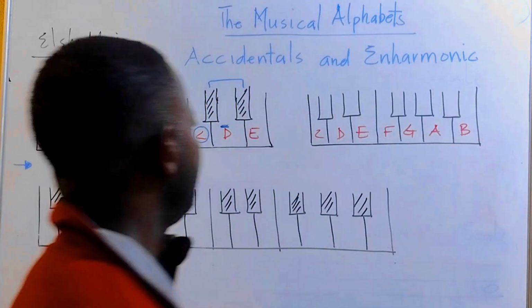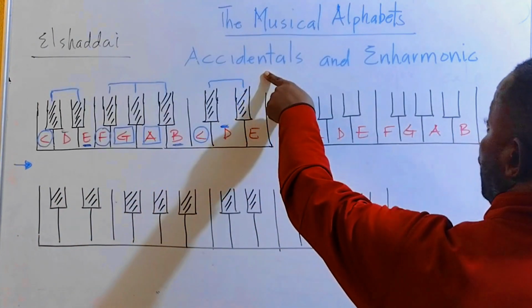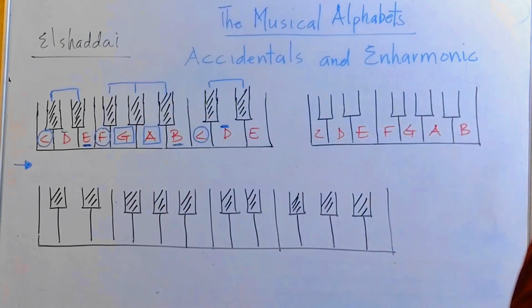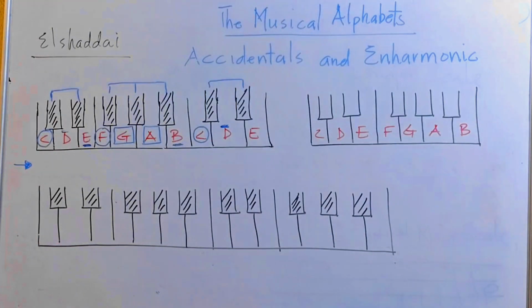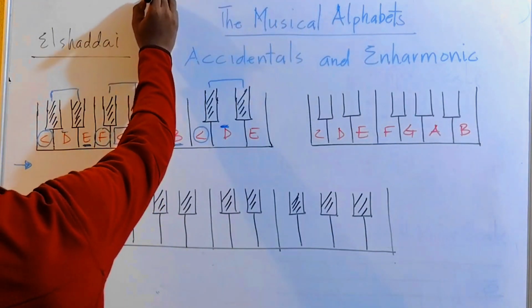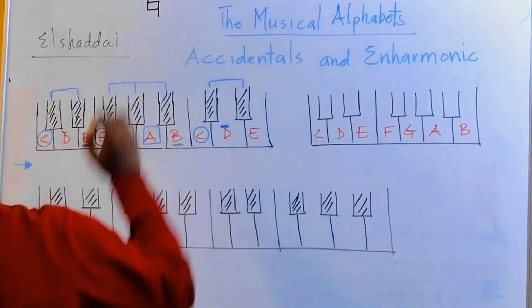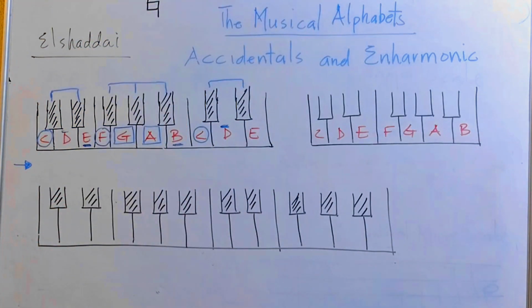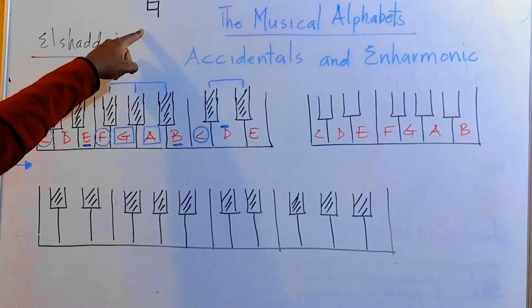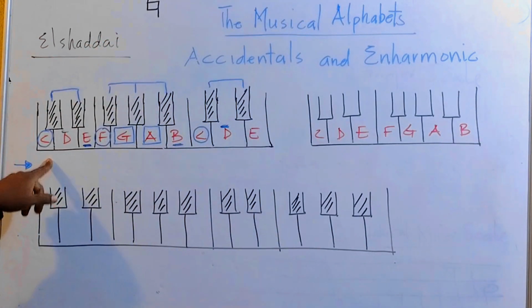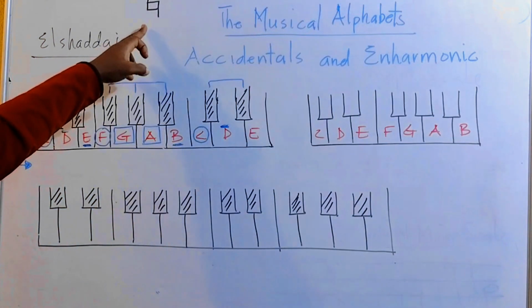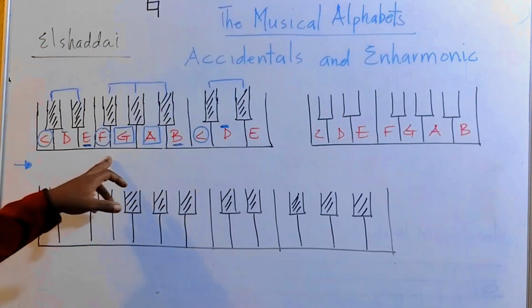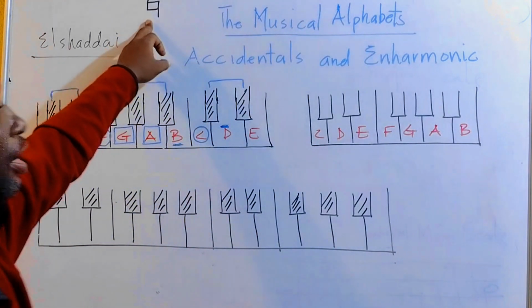That's the musical alphabet. The next thing we're going to talk about is accidentals. We have three accidentals, which are alphabet symbols. The first accidental is like this, the natural. This means a white key. Whenever this accidental appears, you're talking about the white keys.